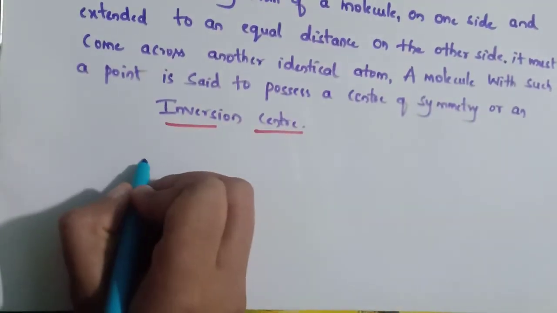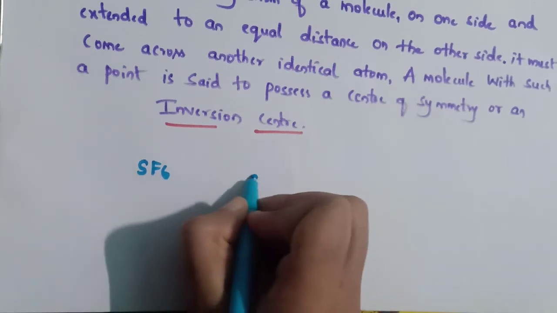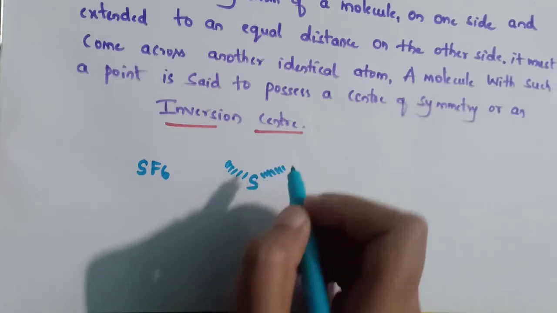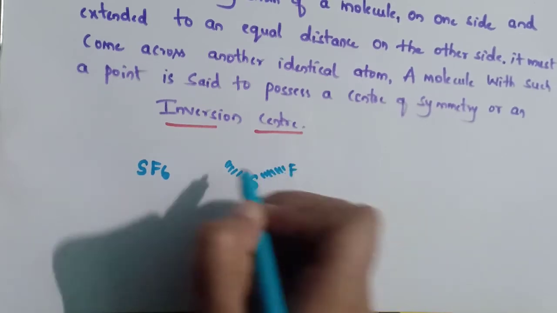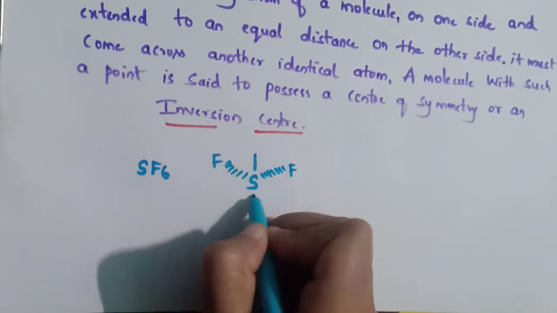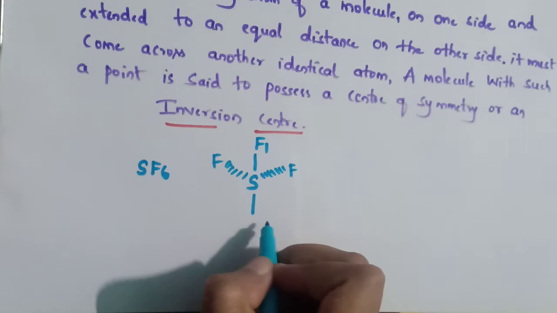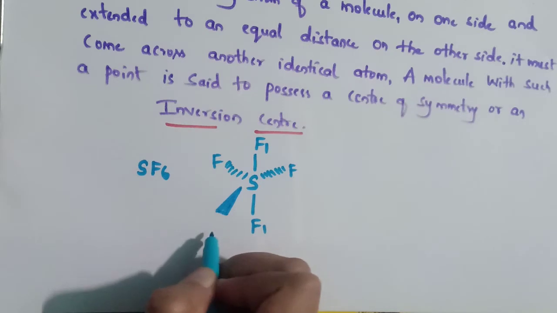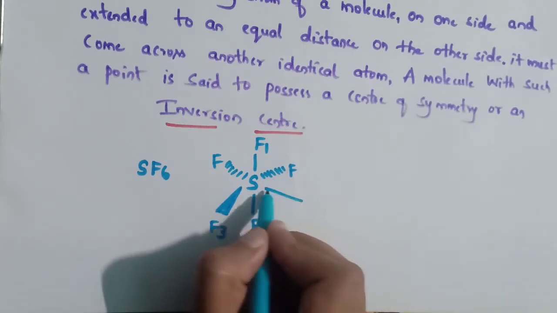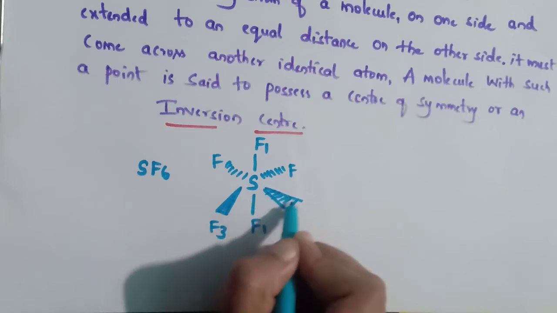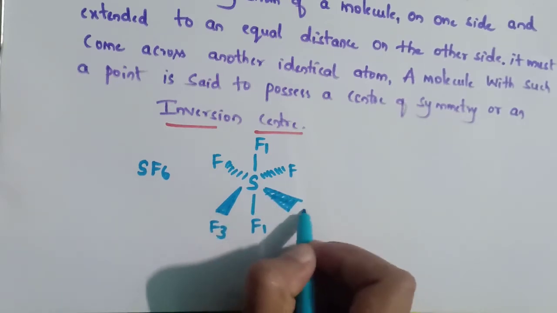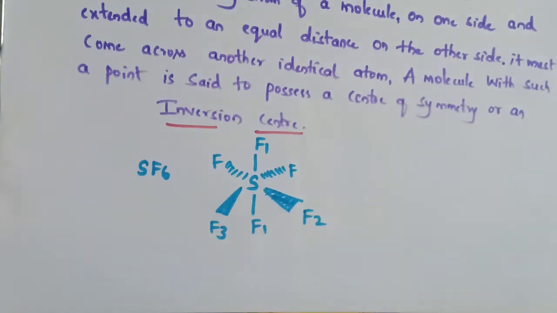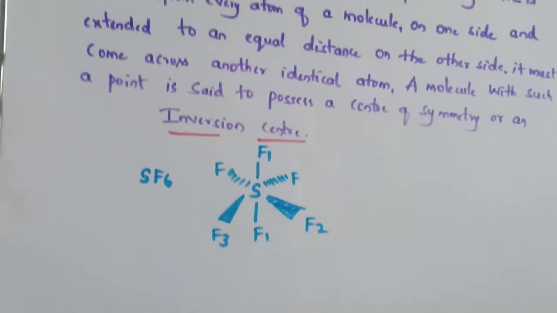Let's take SF6 as an example. These lines show that these bonds are away from the observer, and these two lines show that they are in the plane of the paper. The wedge shape shows that the bond is towards the observer, and the dash shape shows that it is away from the observer. It is F2, F1, F2, F3. Now let's consider this definition.